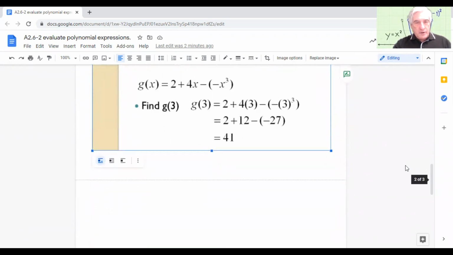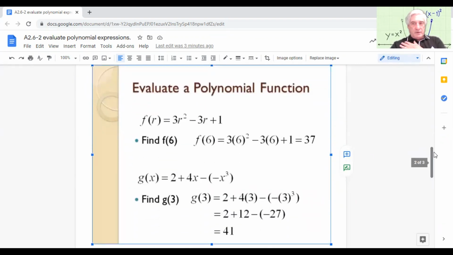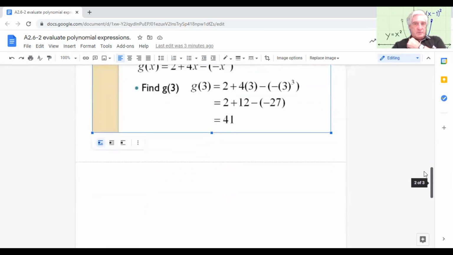Good catch. Now, here we have g of x, 2 plus 4x minus a minus x cubed. We want g of 3. So we substitute. We put the 3 in here. We put the 3 in here. So 3 times 3 times 3 is 27. Minus 27 times the minus sign is plus 27. 27 plus 12 plus 2, 41. That one they got right, but you're right, class. This should not be 37 up here. That example came right out of the back of your book. I should have checked it before I put it in.